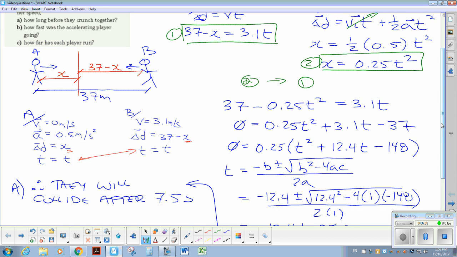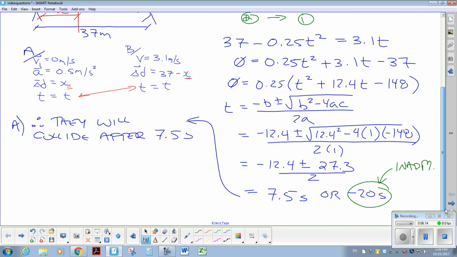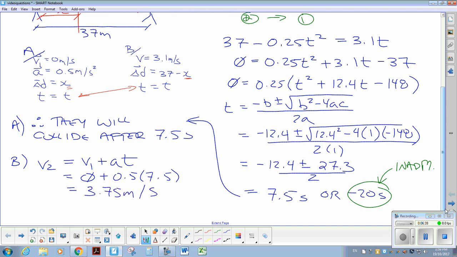B: how fast was the accelerating player going at impact? So we want to know v2. All right, we know v1, we know a and t, so v2 equals v1 plus at, 0 plus 0.5 times 7.5. Plugging that in, 7.5 times 0.5, not sure I used a calculator on that, is 3.75 meters per second. So almost a little bit faster, so they almost hit at the same velocity.